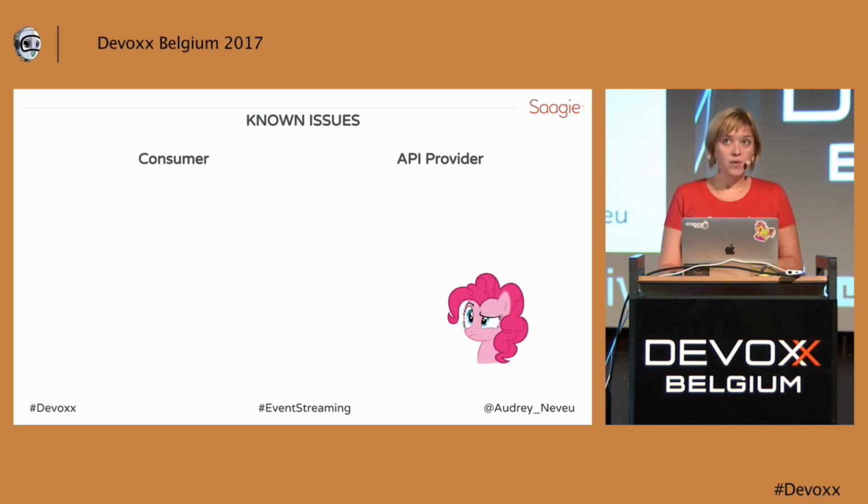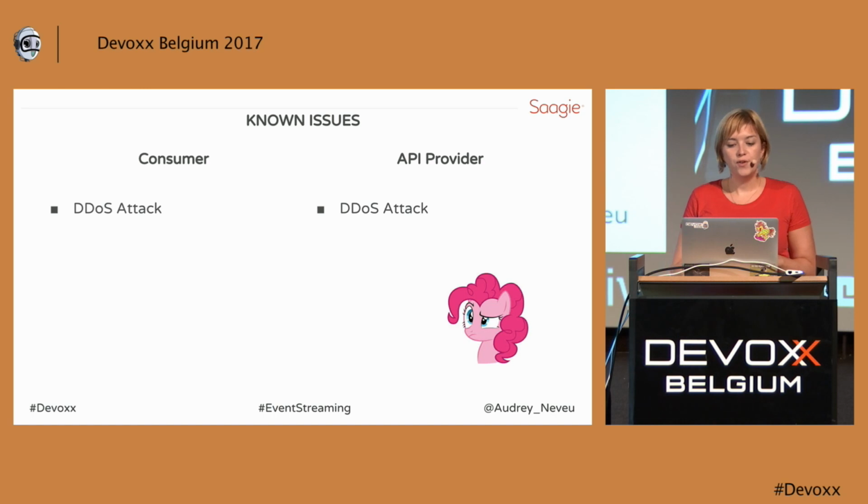Now, looking at some known issues we're having with webhooks, first of all, one which is common to both the consumer and the API provider is DDoS attack, because both will expose a public resource to the outside world. So this resource can be caught by some malicious user who will, for example, subscribe you to unwanted events, and it will end up with a DDoS attack. But it can also be simply because, as a consumer, your server is not able to handle every event received from your API provider.